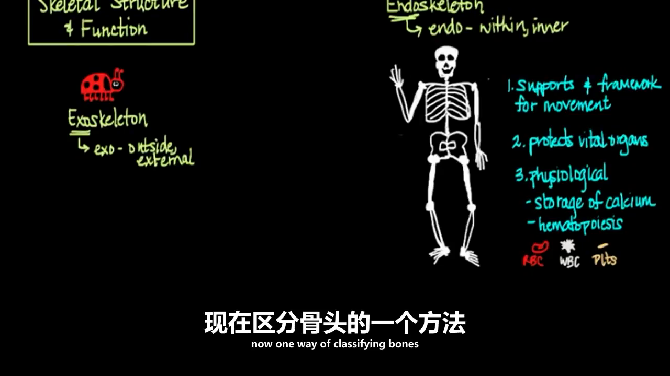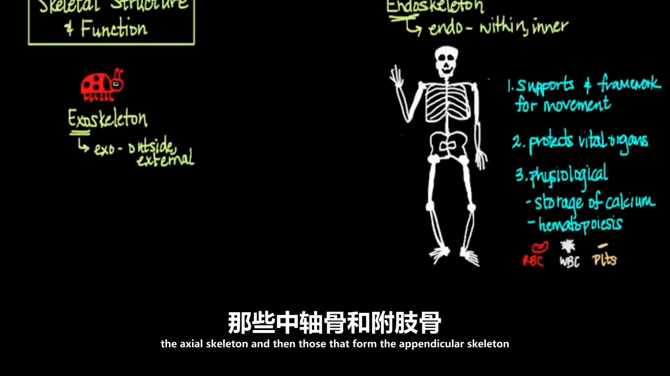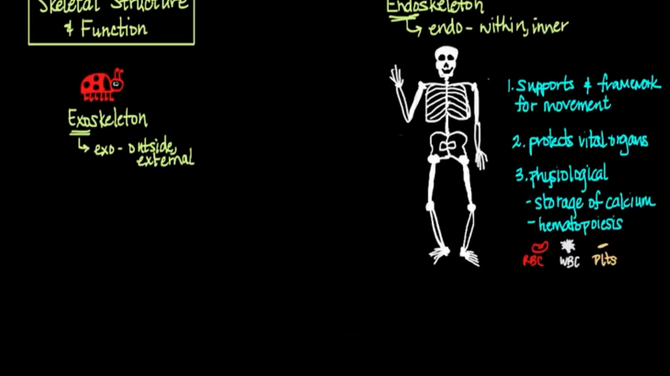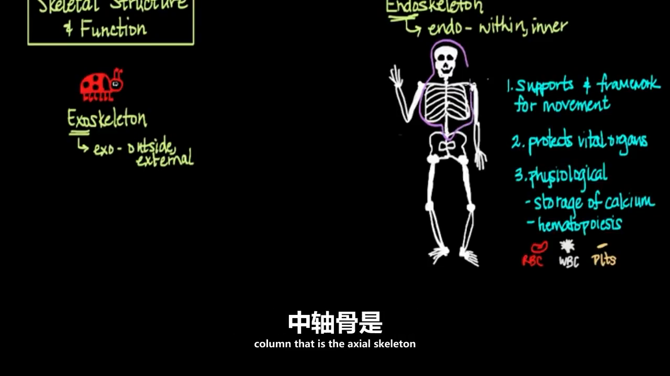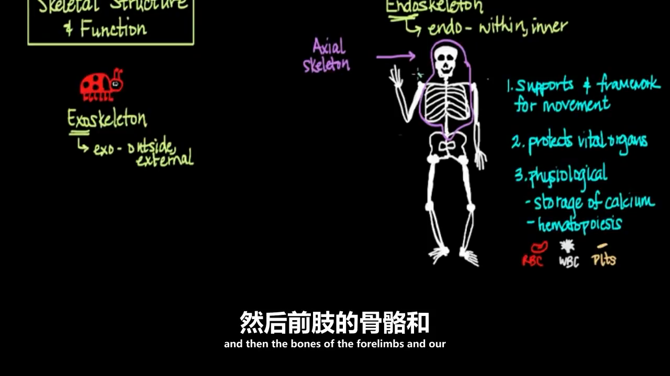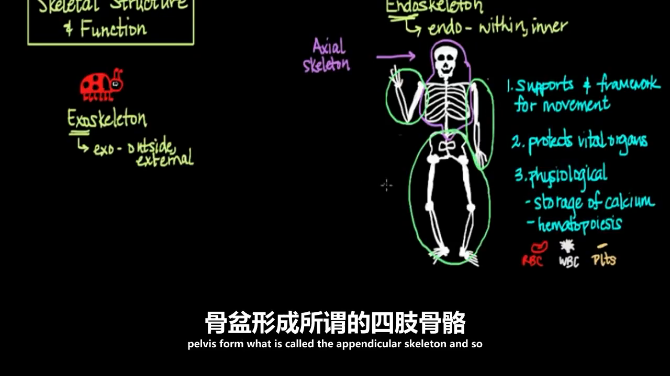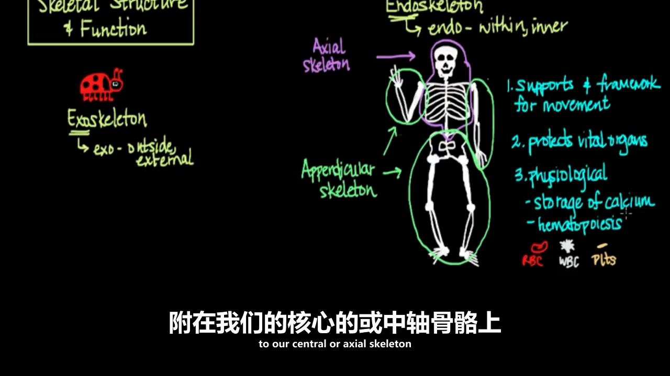Now, one way of classifying bones is differentiating between those that form the axial skeleton and then those that form the appendicular skeleton. Now, the axial skeleton is made up of our skull and rib cage and our vertebral column. That is the axial skeleton. It forms sort of the axis of our body, right in the center, down the midline. And then the bones of the forelimbs and our pelvis form what is called the appendicular skeleton. And so our four appendages form the appendicular skeleton, which is attached to our central or axial skeleton.